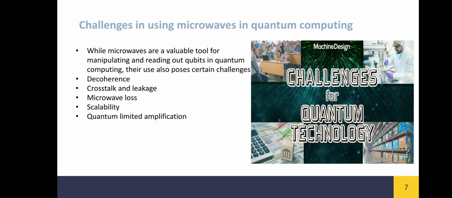Scalability. Scaling quantum systems requires increasing the number of qubits and their connectivity. However, as the number of qubits grows, it becomes more challenging to design and implement microwave control systems that address all qubits individually and mitigate crosstalk issues effectively. Quantum limited amplification. High fidelity qubit readout often relies on sensitive microwave amplifiers that operate near the quantum limit. Achieving low noise amplification without introducing additional decoherence sources can be technically demanding.